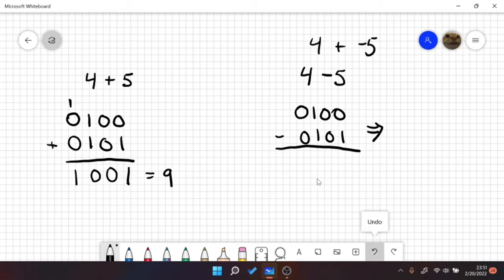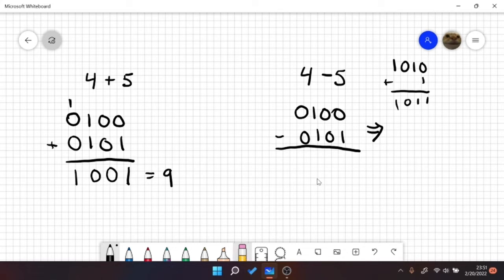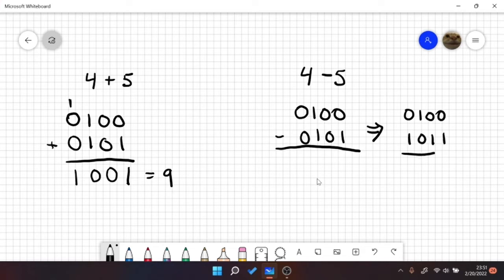So how we're going to do that is we simply flip the bits of this number, and then we add 1. So when we flip the bits of this, we get 1, 0, 1, 0. And when we add 1, we get 1, 0, 1, 1. So let's write that down. And now we just add.